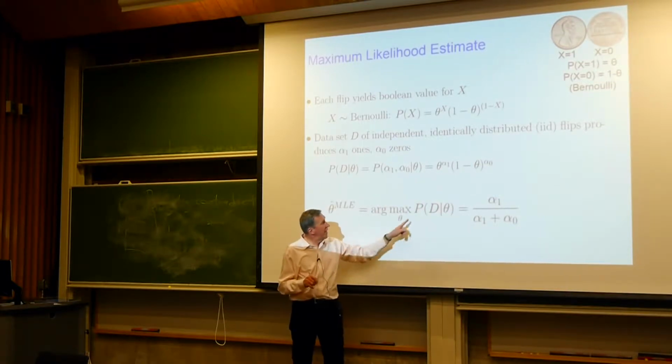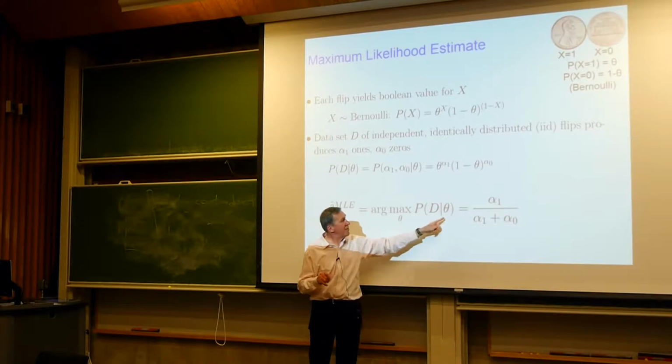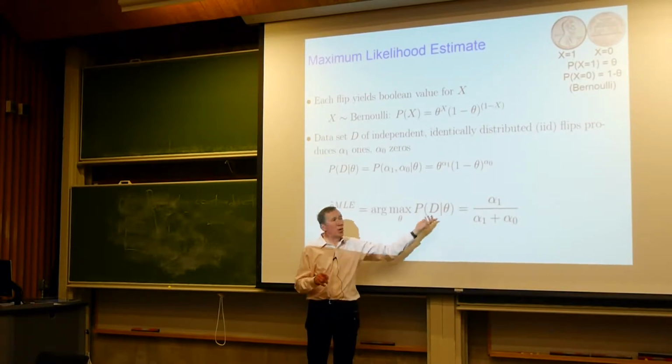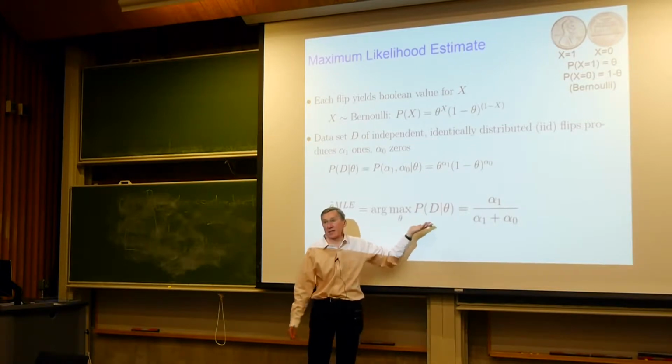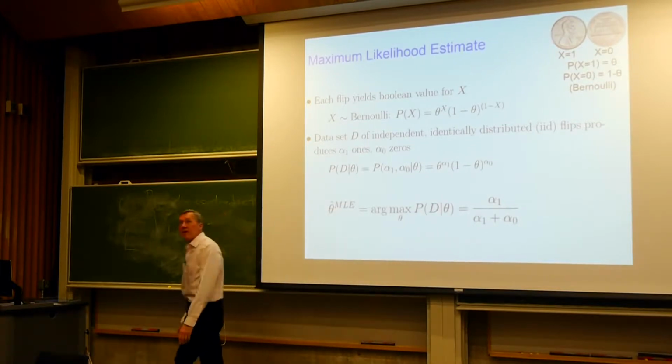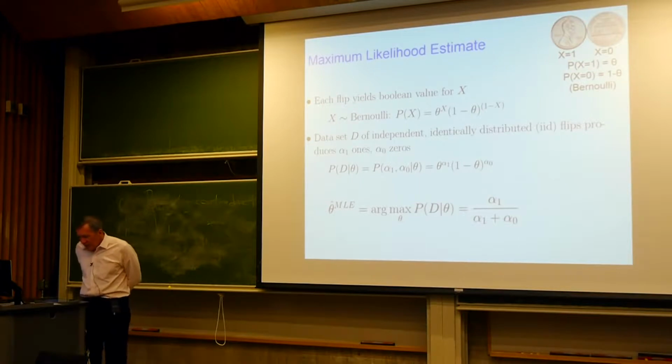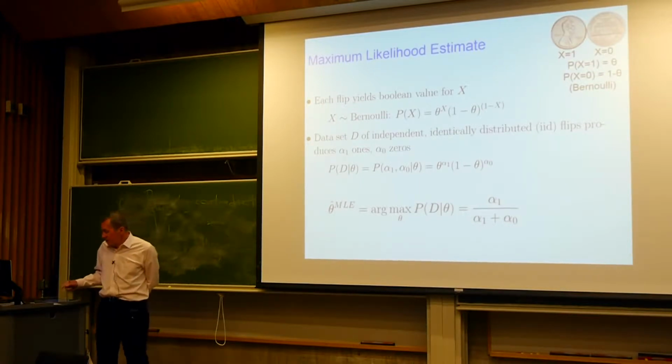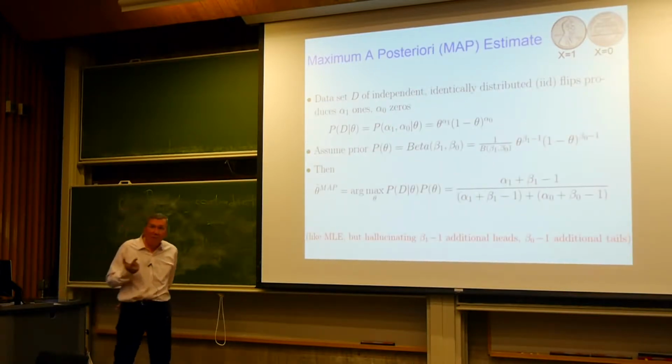Okay. And by the way, this term here is often called the data likelihood. It's so important that it gets its own name, but it's really just the probability of the observed data given theta. Then we also talked about a second way of doing this, the MAP estimate.